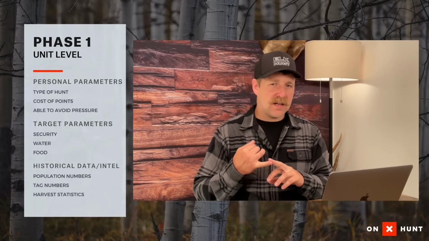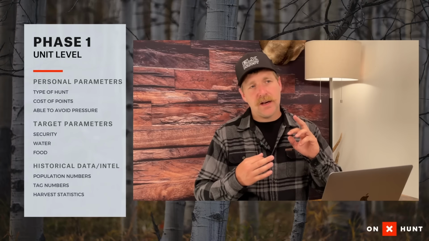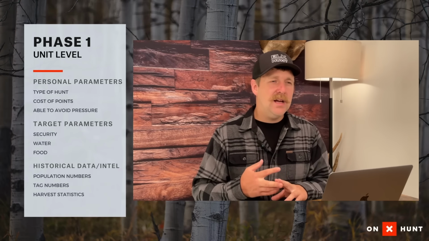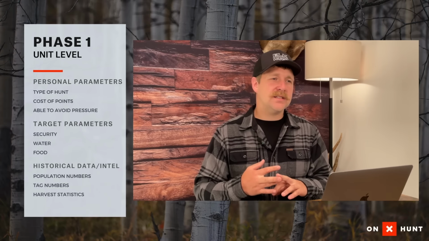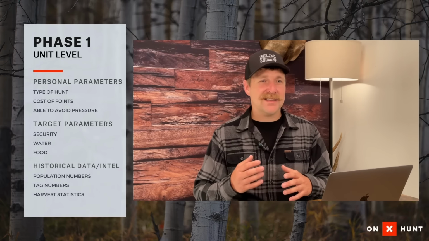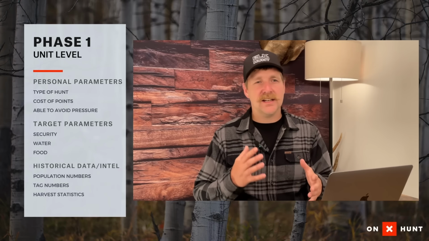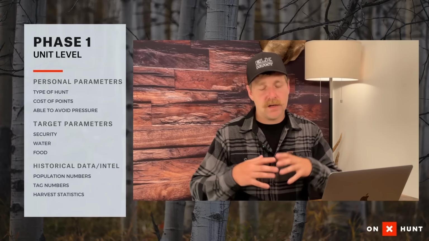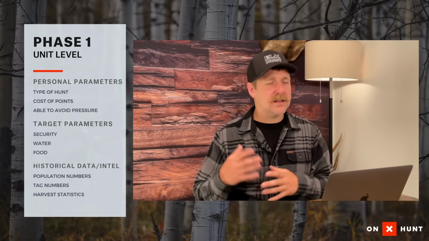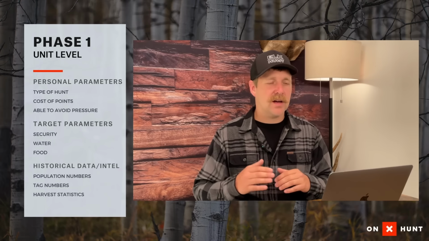I'm looking at things like the balance between population, tag numbers, and maybe harvest statistics. I don't put a ton of weight into harvest statistics, but it's something I'm going to reference and say, oh man, 5%, that means the unit's less than average, and I tend to think that if a unit hovers in that 10 to 20% success rate, I should be able to make it happen. That's kind of my take on it. But again, I don't really put a ton of weight into that.